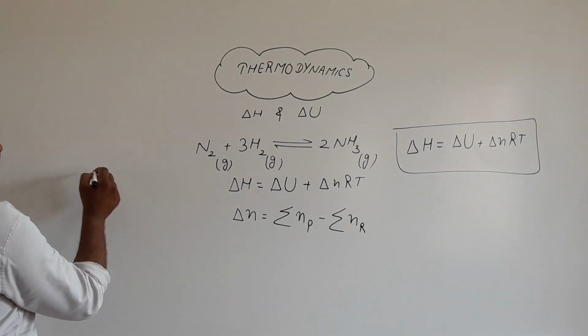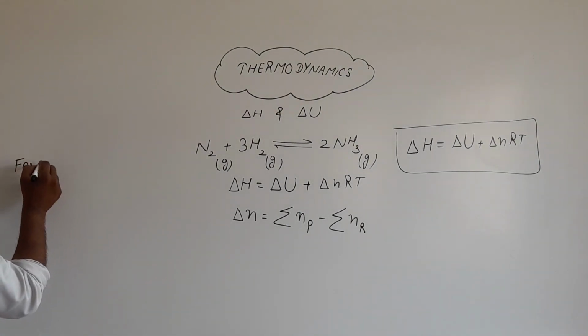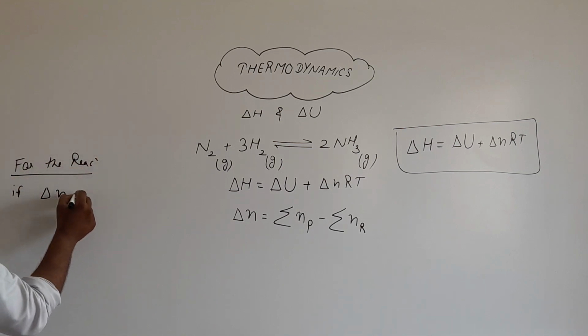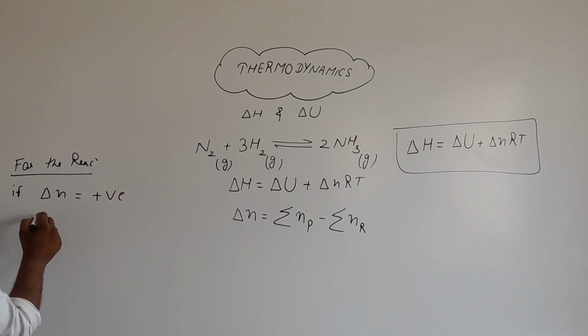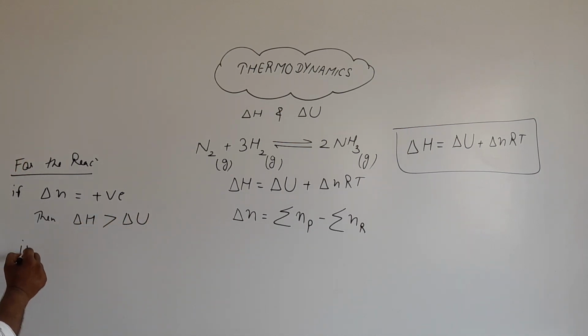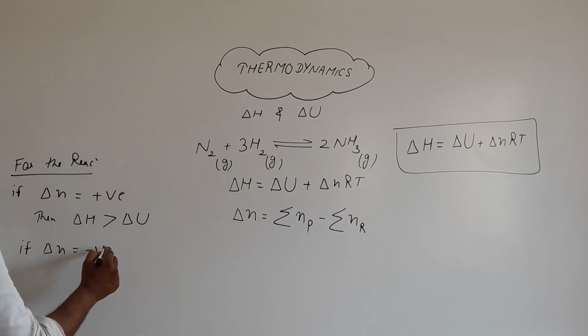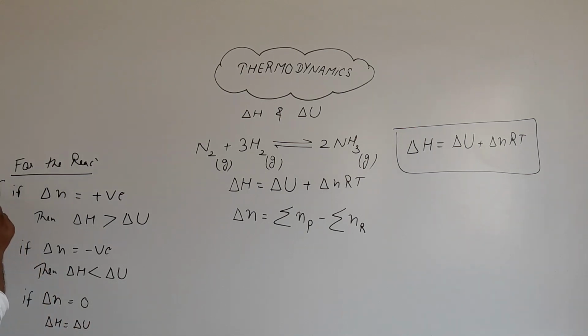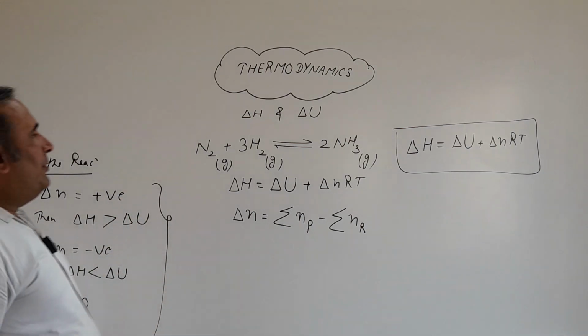So for the reaction, if delta n is positive, then delta H will be greater than delta U. If delta n is negative, then delta H will be smaller than delta U. And if delta n is equal to 0, it means delta H will be equal to delta U. You can understand this thing by using this formula.